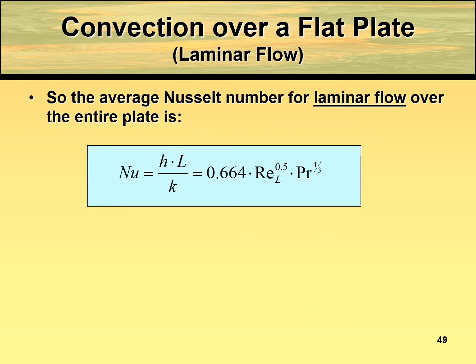Okay, then it will give you the average Nusselt number for laminar flow over the entire plate, which is Nu equal to hL over k, which is equal to 0.664 times the Reynolds number to the power of 0.5 times the Prandtl number to the power of 1/3. Bear in mind, this equation is only valid when the whole flat plate is in laminar flow conditions, which means that the length of the flat plate is less than x critical.